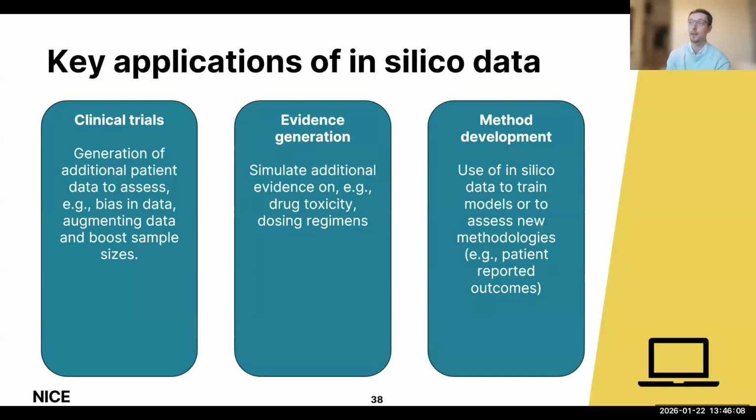We also looked into the healthcare literature to understand the applications of in silico data and in silico models. We found that these fell into three broad categories. The first one was around clinical trials. In silico models could be used to generate additional patient data to assess, for example, any underlying biases in data sets, to augment data sets, and to boost sample sizes. In silico data could also be used to support evidence generation, as we've seen from the talks today, looking at things like dosing regimens and drug toxicity. And in silico data could also be used to support method development, for example, for training models or for the assessment of new methodologies.